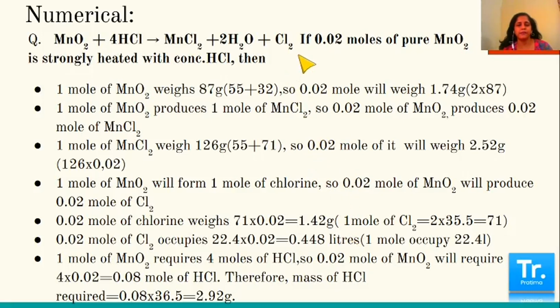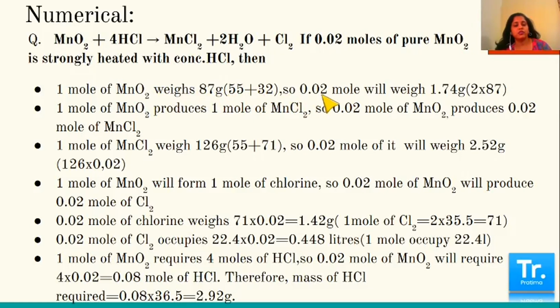According to the question, 1 mole of manganese oxide uses 4 moles of HCl to give you 1 mole of salt, 2 moles of water and 1 mole of chlorine. So if 0.02 moles of pure MnO2 is strongly heated, then what happens? If it is 1 mole of MnO2, it will weigh 87 gram. How? Manganese 55, O2 so 32, so 87 gram.